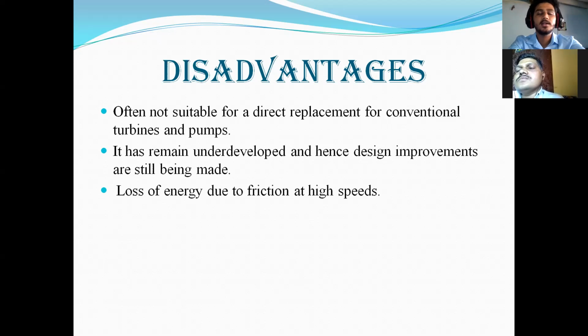Then it is undeveloped, because after Tesla many scientists have tried to develop it, and there are many different types of Tesla turbines made by others. Then we can see the loss of energy due to friction, as we saw in the flow trajectory and the working of it. The discs are smooth, so there will be friction between the discs, and in the starting a large amount of energy will get lost.